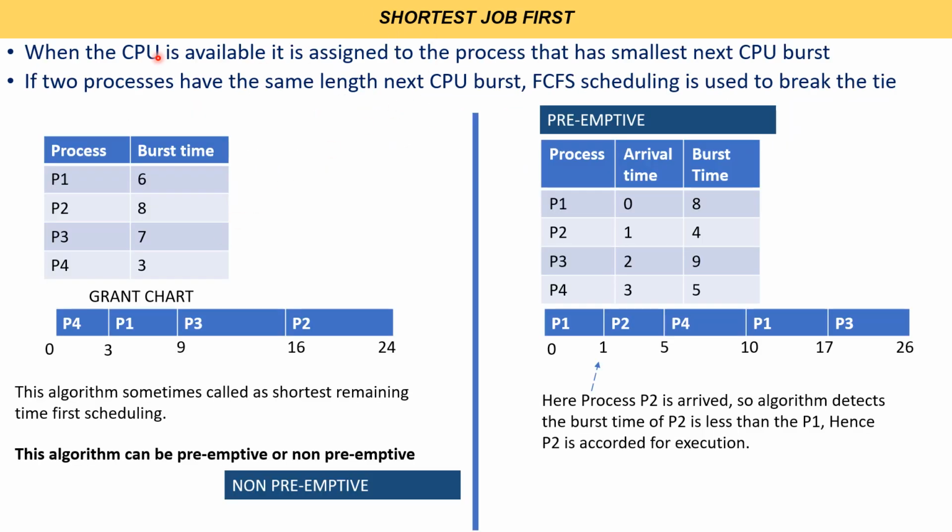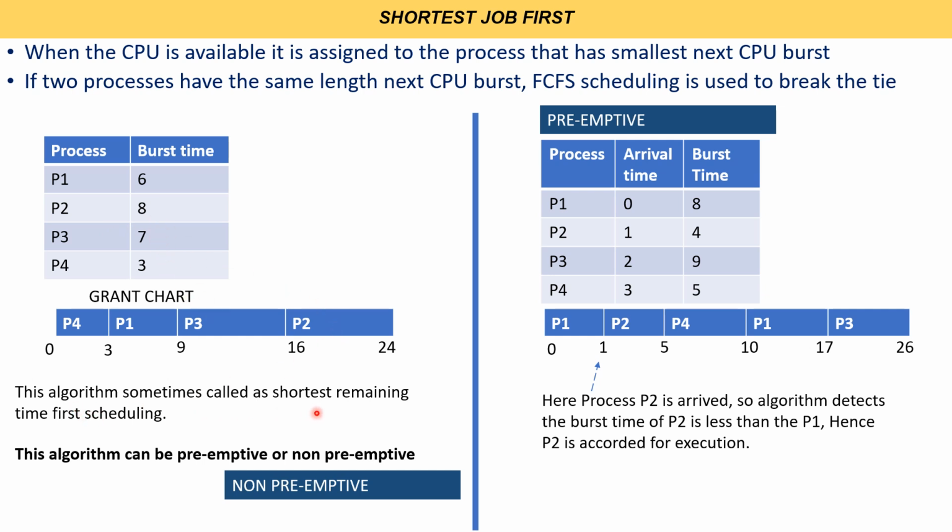Next is shortest job first. When the CPU is available, it is assigned to the process that has the smallest next CPU burst. If two processes have the same length of next CPU burst, FCFS scheduling is used to break the tie. For example, take the four processes P1, P2, P3, P4. The shortest burst time is for P4, so P4 is executed first. After P4, P1 has the next shortest, so P1 is executed. After P1, P3 has 7, so P3 is executed. After that, P2 is executed.